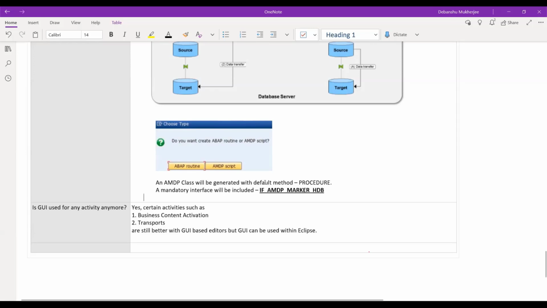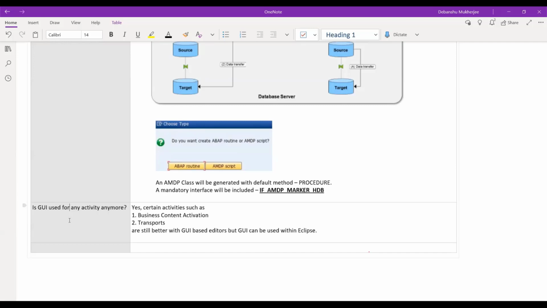And then finally, another very important and common question: is there anything which Eclipse cannot do and you still have to go back to GUI to do that? There are more than a couple of things which you still have to go to GUI for. The most important one is business content activation. If you want to activate your standard content, your InfoObjects, composite providers, ADSOs, transformations, you still have to do it with the transaction code GUI based editors. There is no Eclipse editor so far as I know.